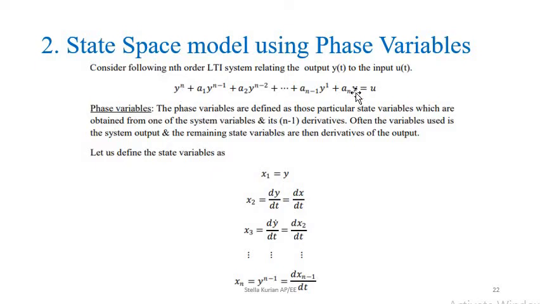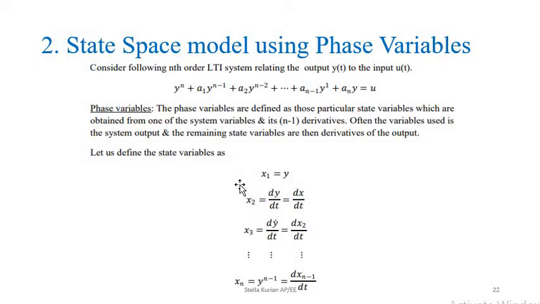So here, output is y, so y will be selected as one variable, and all the other derivatives of y, y1, y2, etc., up to n minus 1 derivatives of y will be taken as the state variables. So see how state variables have been chosen. As we said, y will be your first state variable. State variables are denoted by x1, x2, etc., xn.